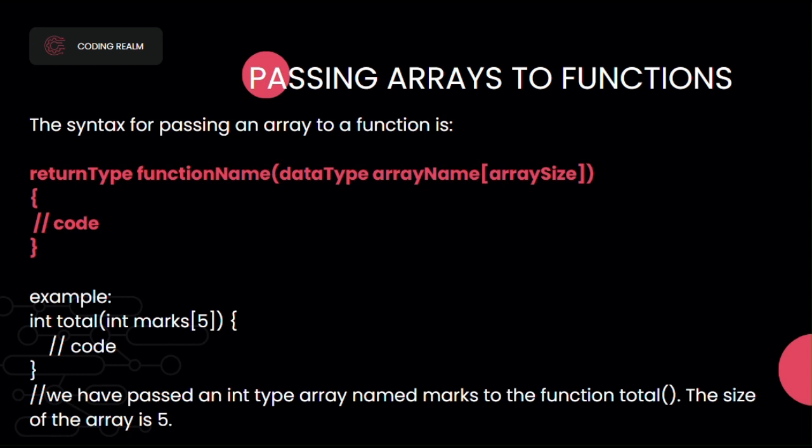Here the return type of the function is integer. The function name is total. The data type of the array is integer also. The array name is marks, and the array size is 5. Here we have passed an integer type array name marks to the function total. The size of the array is 5. And we put a block of code in the braces.